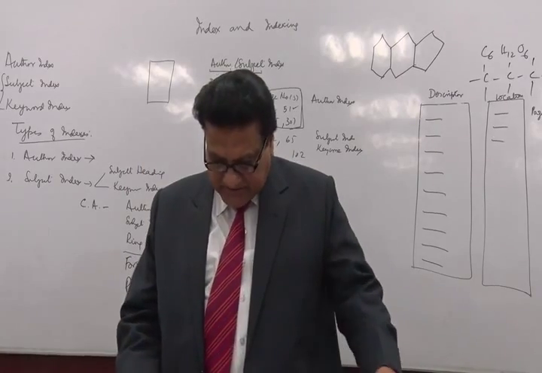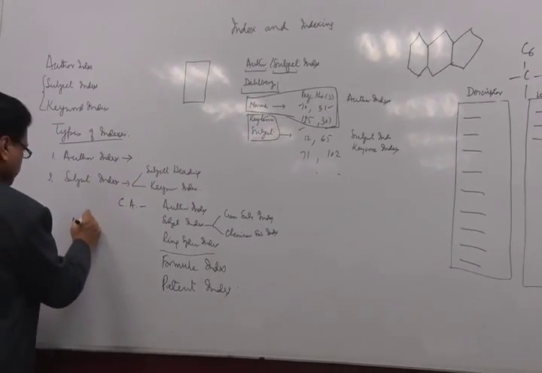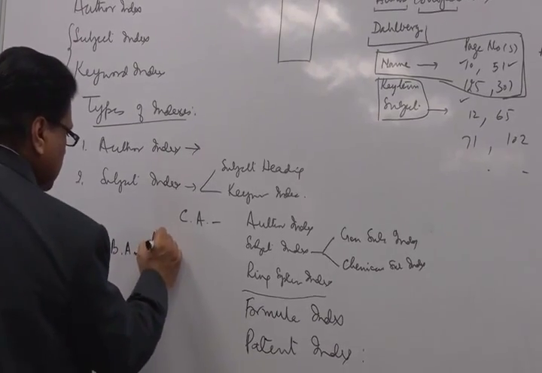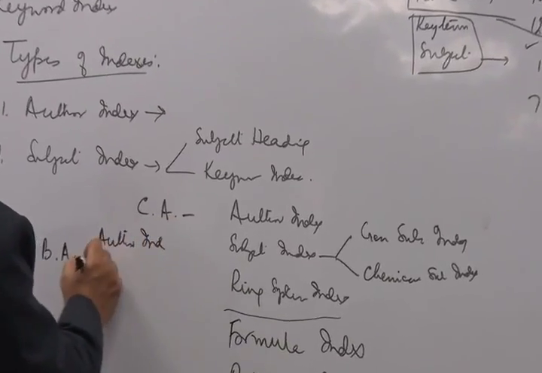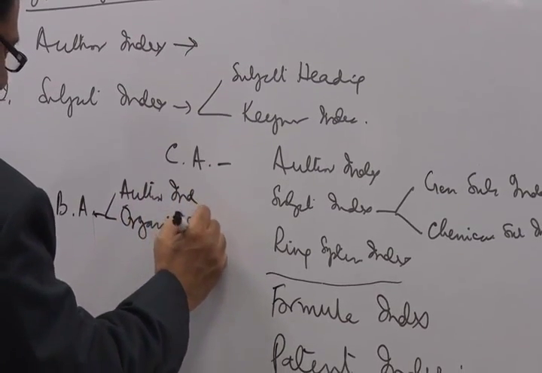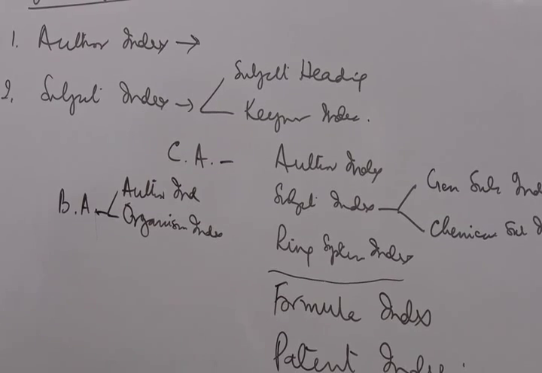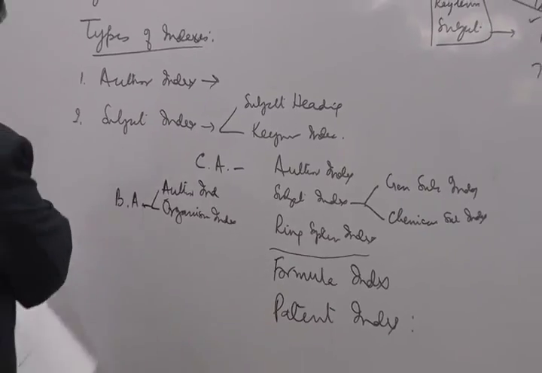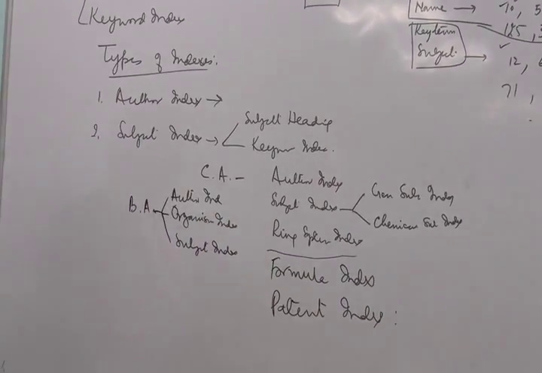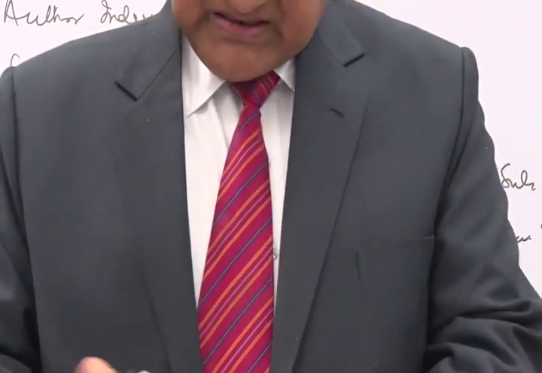We have another source, biological abstracts, BA. Here also we have author index, that is not an issue. We also have organism index, and we have subject index also, as they call it. Author index is there, organism index, subject index. We've given an example also. Author index is not a problem.